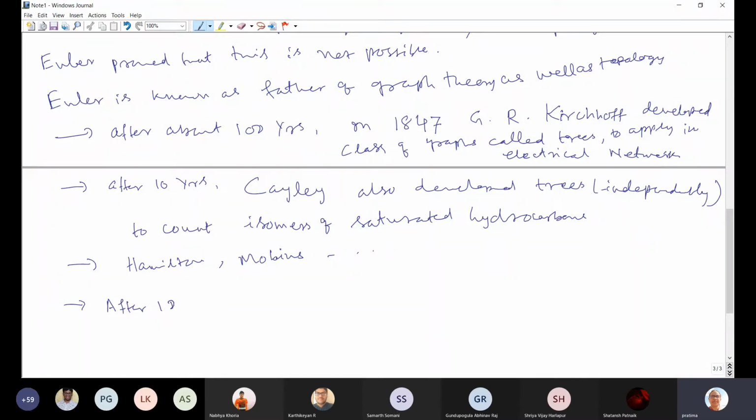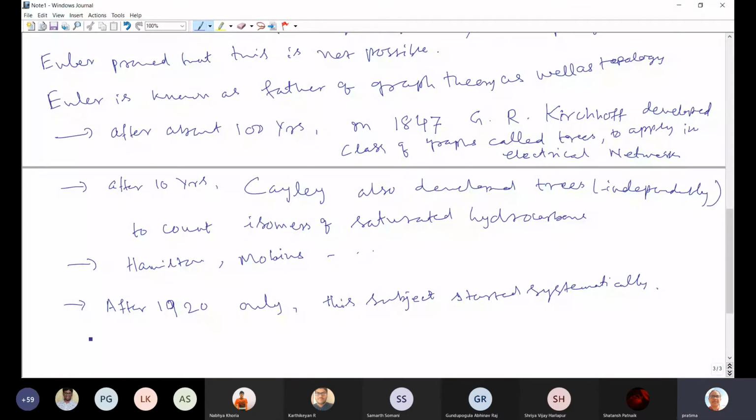After 1920 only, people seriously started working on this subject, and so this subject started growing. After 1920 only, this subject started systematically, we can say systematically.